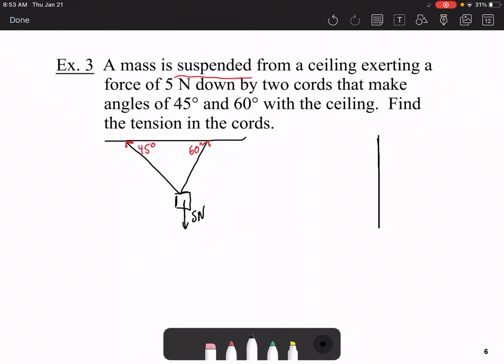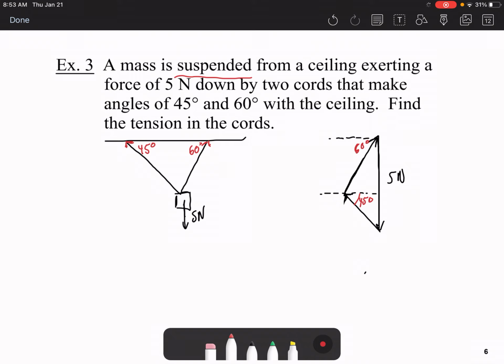So we have that 5 newton force downwards. We have one of the vectors going up into the ceiling in this direction, and we have another one going in this direction. I'm going to draw some dotted lines here in some specific spots. So I already knew this angle from the dotted line was 45 degrees from the horizontal, and this angle was 60 degrees from the horizontal.